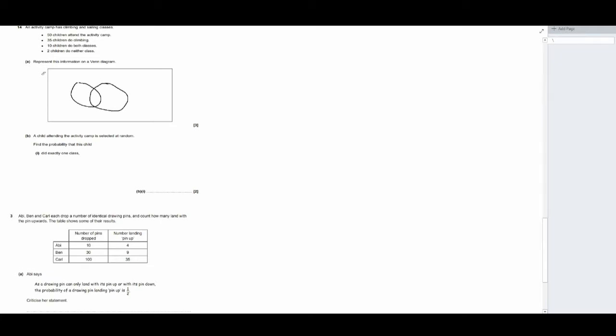So, first thing we're going to do, we've drawn our two little circles. There are two things, climbing and sailing. I'm going to label them. Always label, because if you get them mixed around, that's 0 marks. Your examiner might be generous, might give you some for working, but it's good to be on the safe side. So I think the first thing after reading through the information is to identify that 2 do neither. So we'll leave these 2 out.